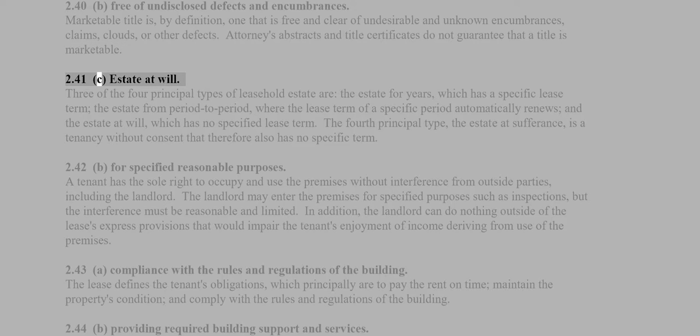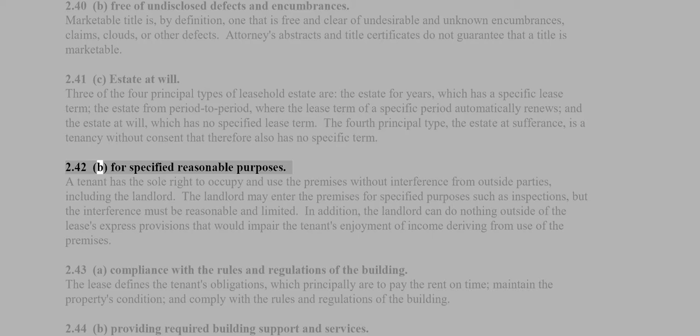2.41 C. Estate at will. Three of the four principal types of leasehold estate are the estate for years, which has a specific lease term, the estate from period to period, where the lease term of a specific period automatically renews, and the estate at will, which has no specified lease term. The fourth principal type, the estate at sufferance, is a tenancy without consent that therefore also has no specific term.